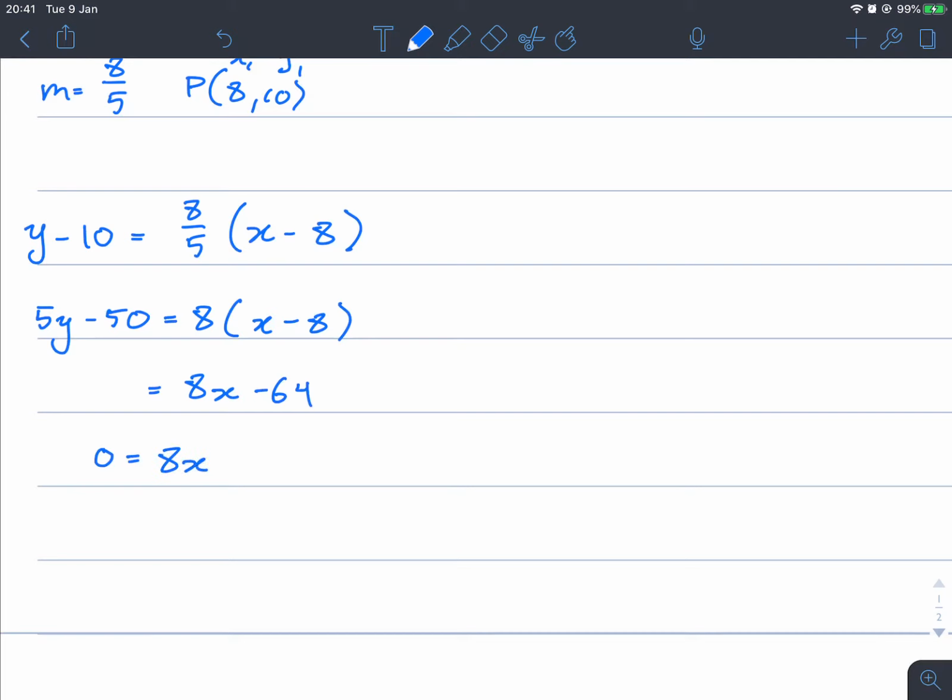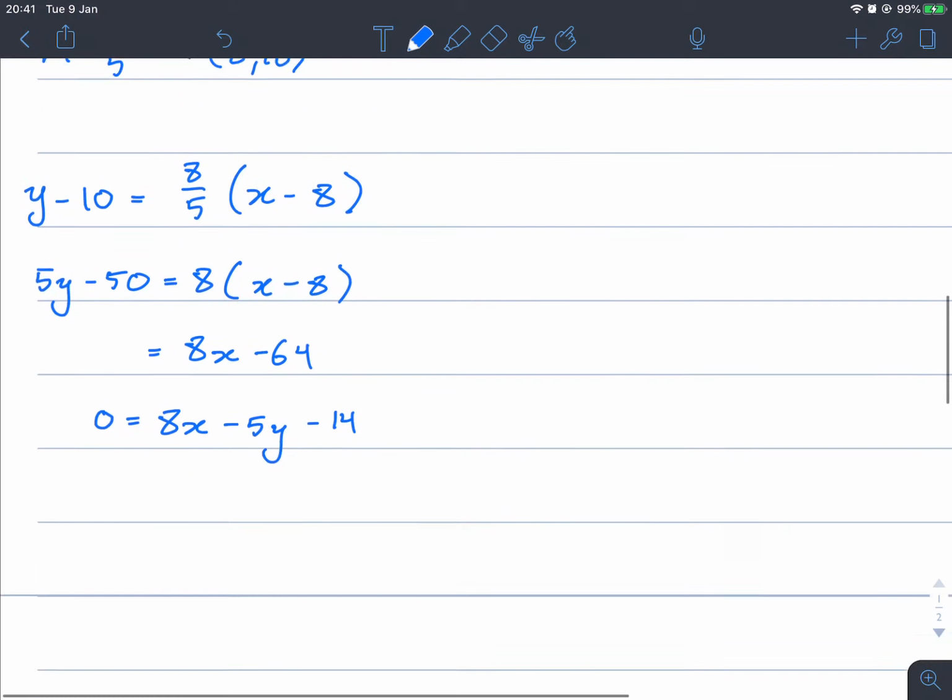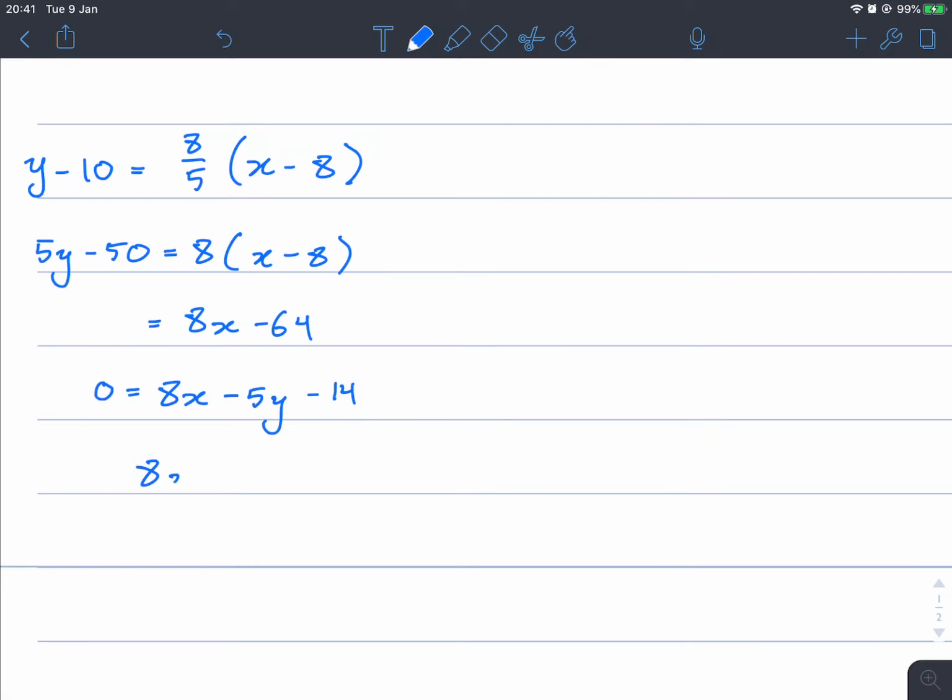It'll be 8x minus 5y. Now it will be negative 64 plus 50. Negative 64 plus 50 is going to be negative 14. Just to clean this up, we have 8x minus 5y minus 14 equals 0. So this is the equation of the line using general form.